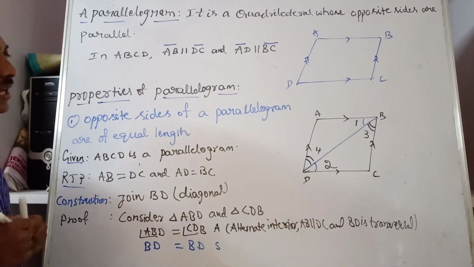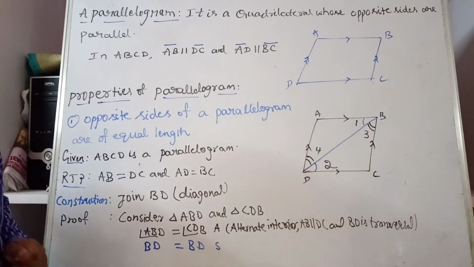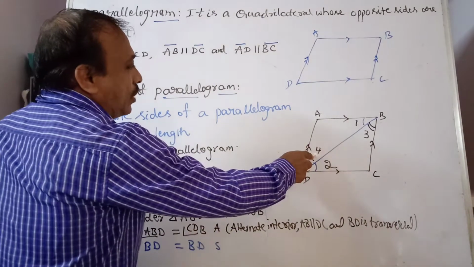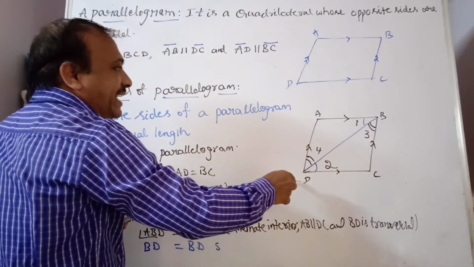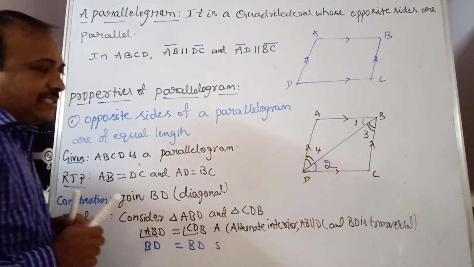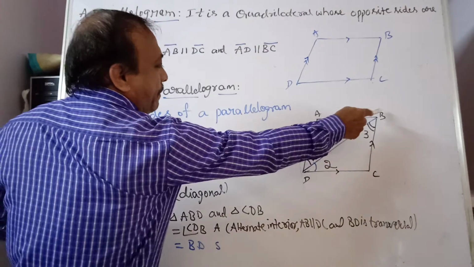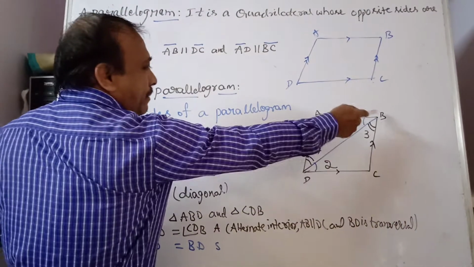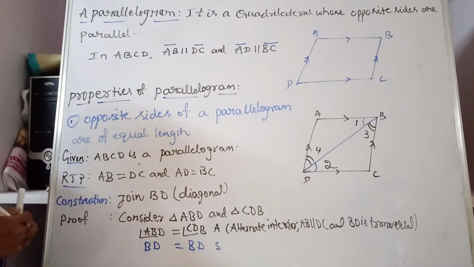Next. Now angle 4 is equal to, observe it, angle 3. So that is angle 4 is what? Angle BDA. Observe it. Angle BDA is equal to angle DBC, or you can write CBD. CBD is equal to ADB. That way also you can represent.